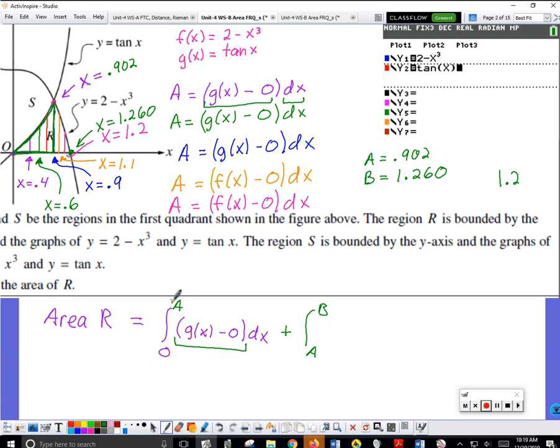2 points, please. Does it matter which line is f of x or g of x? It does not. Only that you keep track of it. Yeah. 2 points.